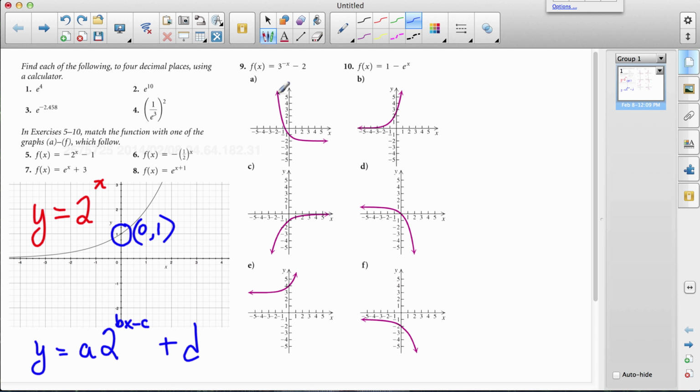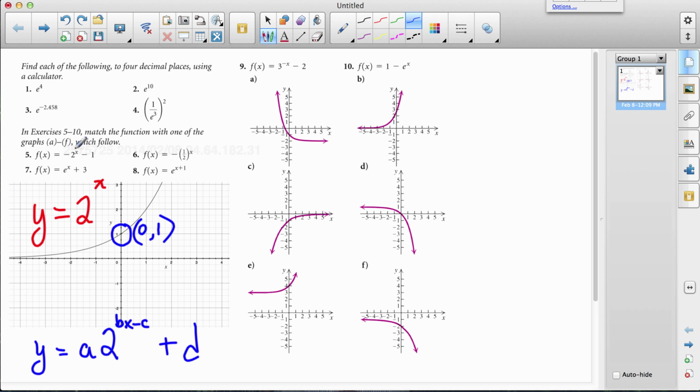When I look at these up here, not sure which one of those would have that effect. None of these cross at a positive 1, so none of them are the base graph. So let's look at the transformations that they have.